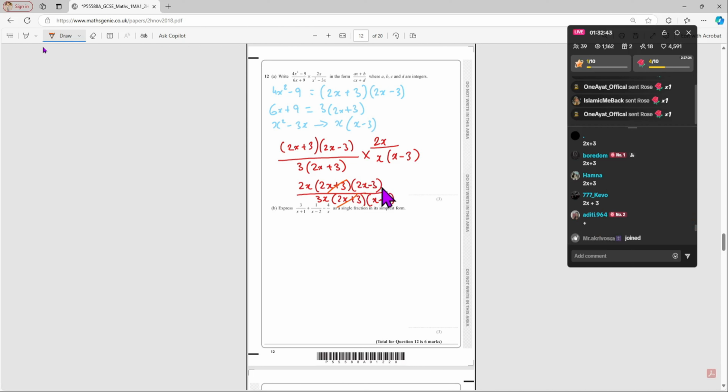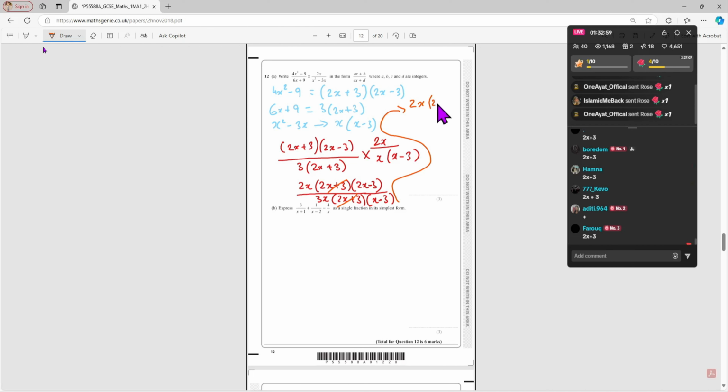And then we are just left with 2x and then 2x minus 3 over 3x and then x minus 3. And now once we have done that, we can cancel one thing as well. What is the other thing we can cancel out?